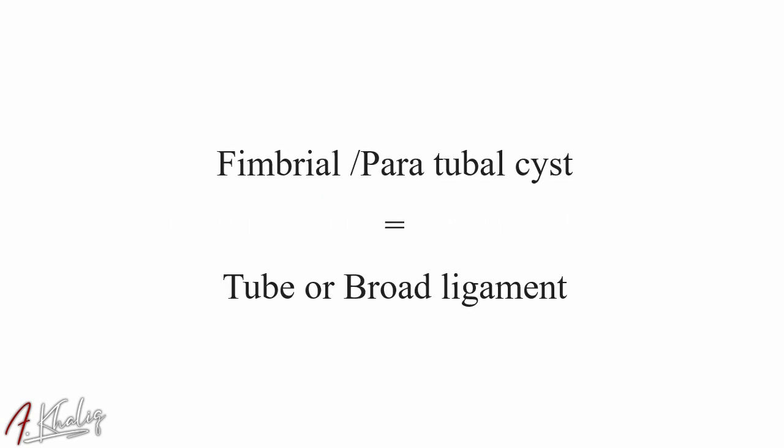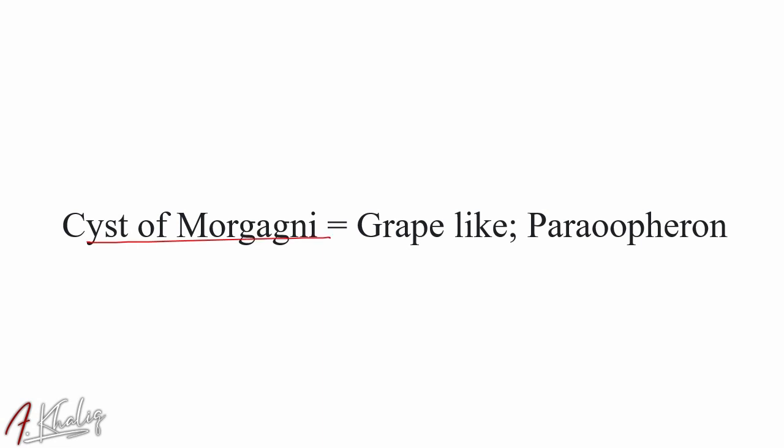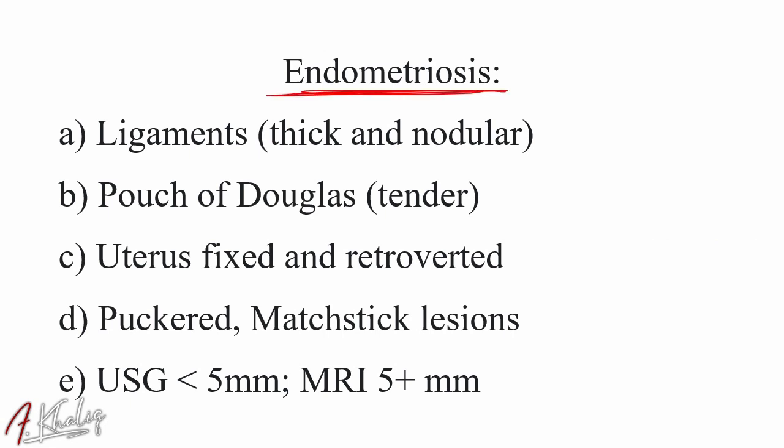Fimbrial, or you can say paratubal cysts, these are cysts in the fallopian tube or the broad ligament of the uterus. Cysts of Morgagni, these are grape-like cysts and are from paraoophoron. If you talk about the endometriosis, it means glands and stroma of endometrium outside endometrium, and you're going to see the ligaments which are thick and nodular. The pouch of Douglas is tender, uterus is fixed and retroverted, and there are lesions which are puckered and mastic-like.